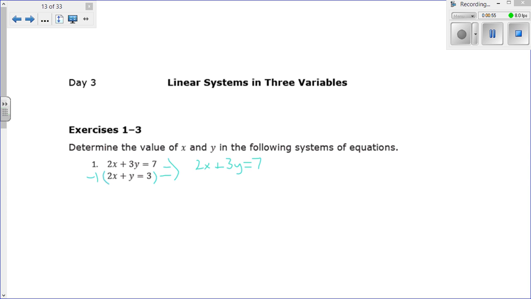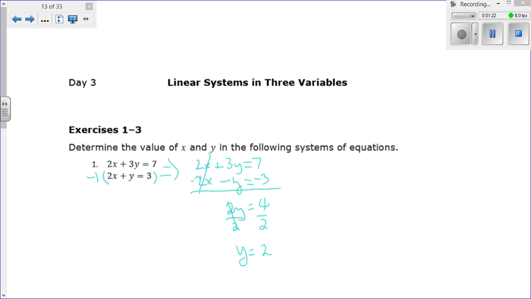Here, I will end up with negative 2x minus y equals negative 3. So there, when I add my 2 equations together, my x's cancel out. 3y minus y is 2y, and 7 minus 3 is 4. Divide by 2, so y is equal to 2.